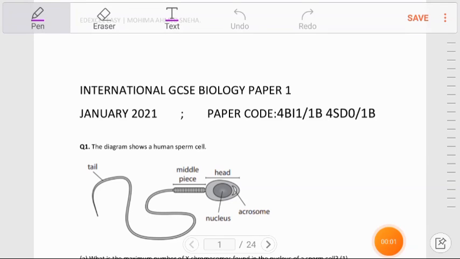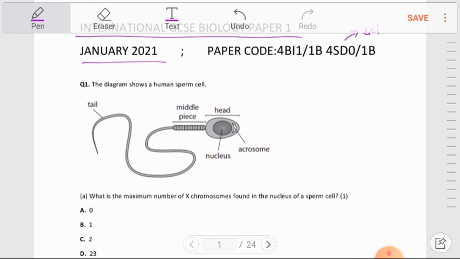Hello everyone. Today in this video we're going to solve the International GCSE Biology Paper 1 from the January 2021 exam series. Paper code 4BI1/1B and 4SD0/1B. This paper has two codes because it is the common paper for the two specifications. The first specification is Edexcel Pearson IGCSE 9 to 1 scale and 4SD is the Science Double Award. So let's start. Question number 1.